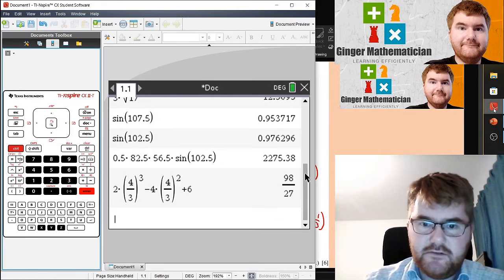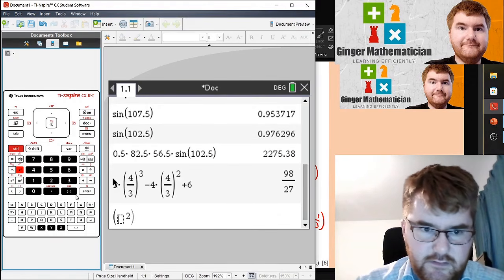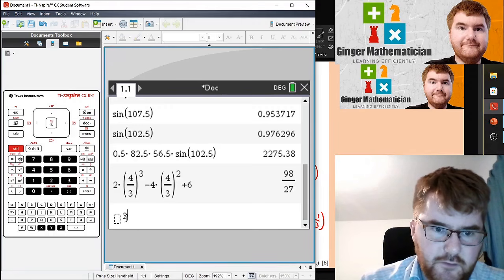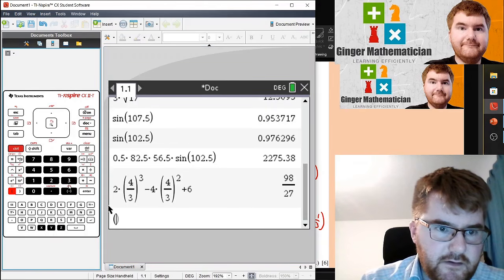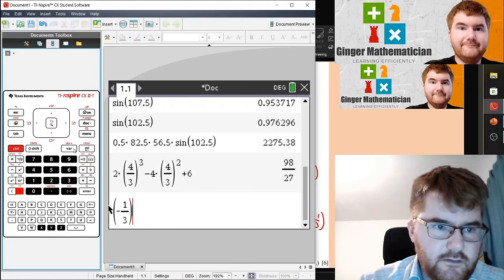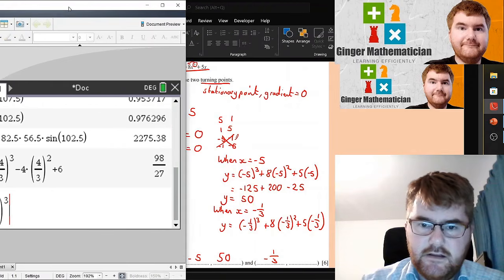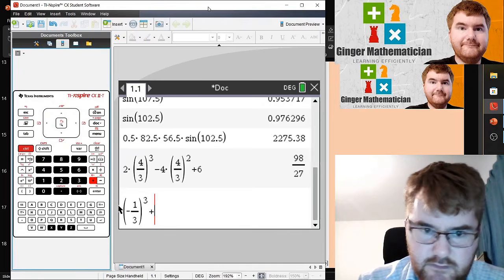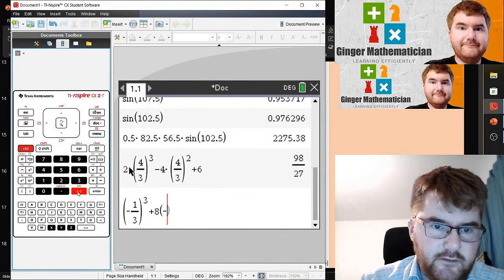So let's get the calculator out. So we've got minus 1/3. We just need to be careful of what we're doing here. I do not want a squared. So I want minus, let's use the fraction button, 1/3, and cubed. Let's check what we're doing here. Plus 8 lots of minus 1/3.